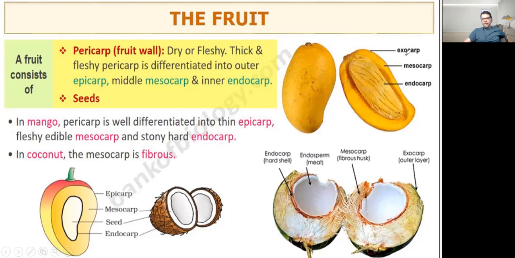So here it is epicarp, mesocarp, and endocarp. Exocarp, mesocarp, and endocarp. And here it is epicarp, mesocarp, and endocarp.